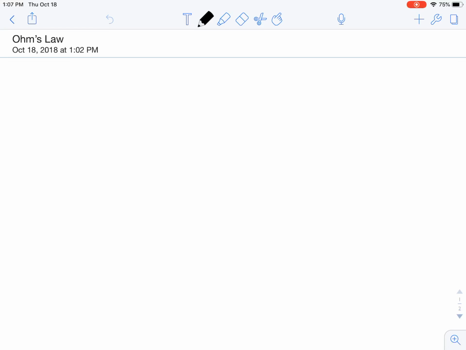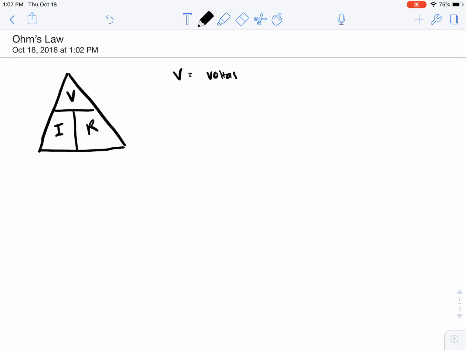Alright, so this video is going to quickly go over Ohm's law. And in the video explaining voltage, current, resistance, we saw this triangle right here. And it had V, I, R. So to go a little bit further, V is voltage, I is current, and R is resistance.